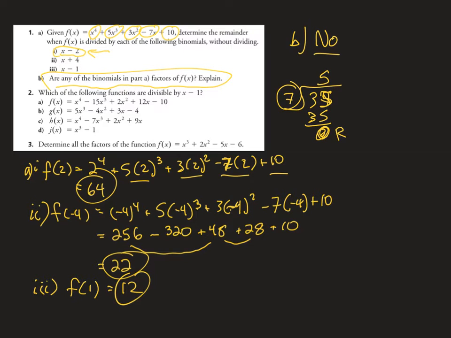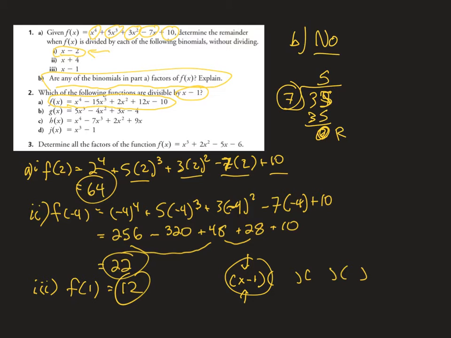Which of the following functions are divisible by x minus 1? Let's plug in a 1, and if we get a 0, then the idea is if x minus 1 is one of the factors in factored form, then we know if we plug in x equals 1, the whole thing will equal 0. Whether it's in factored form or standard form, it's the same thing. So let's check to see if that's the case, and if it is, then that must be one of the factors.